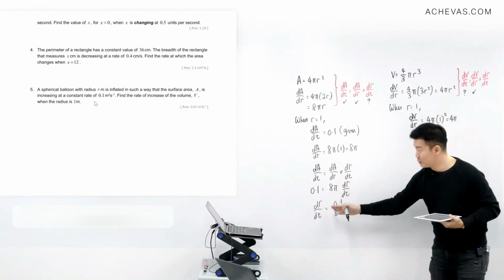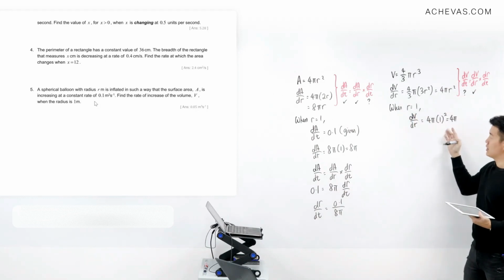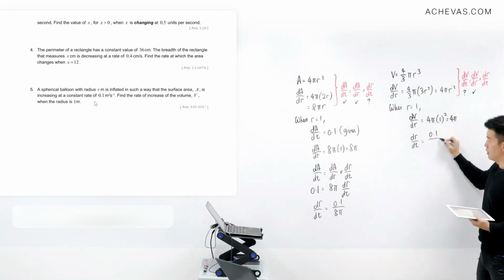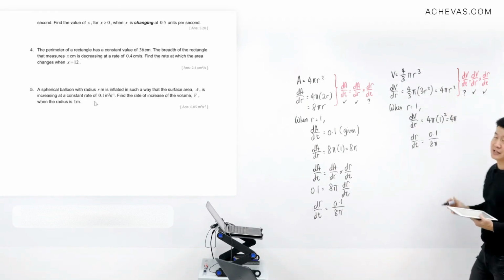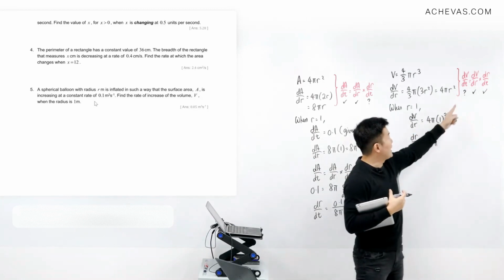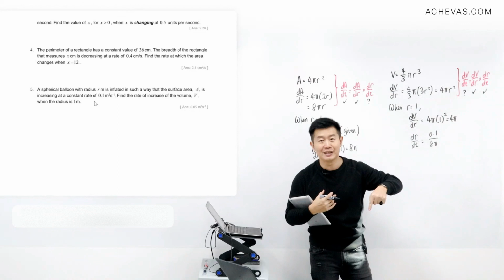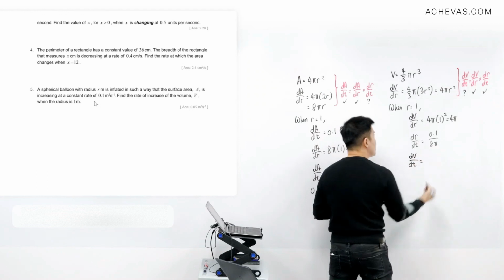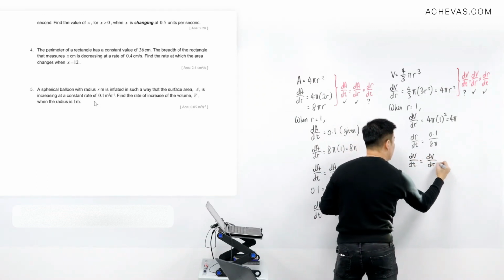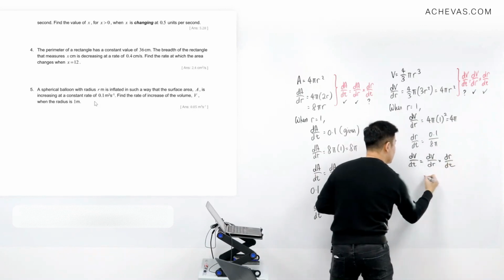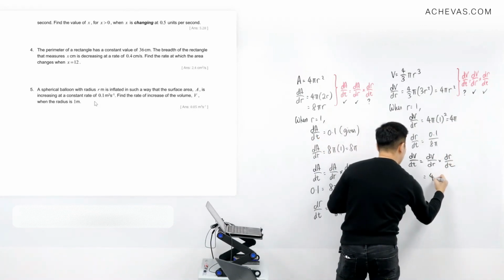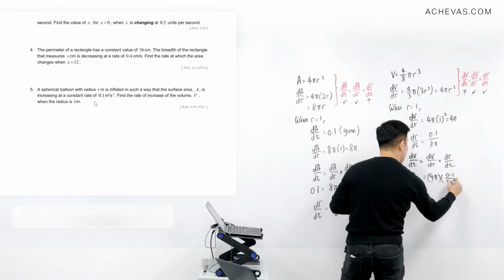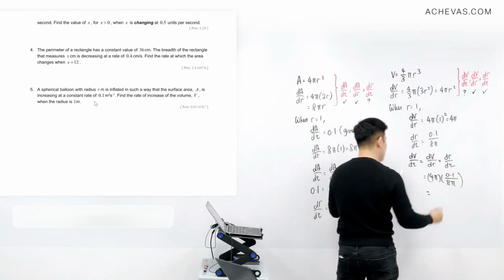Now I can substitute this quantity when r is equal to 1 into here. From here, dr/dt is 0.1 over 8π. I'm going to be left with just one last unknown, which is what the question wants us to find, dV/dt. So I quote the rate of change equation: dV/dt is equal to dV/dr multiplied by dr/dt. dV/dr is 4π multiplied by dr/dt, which is 0.1 over 8π. And this is equal to 0.05.